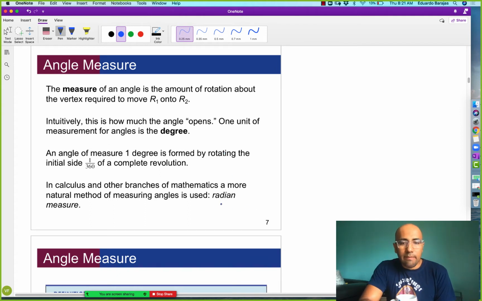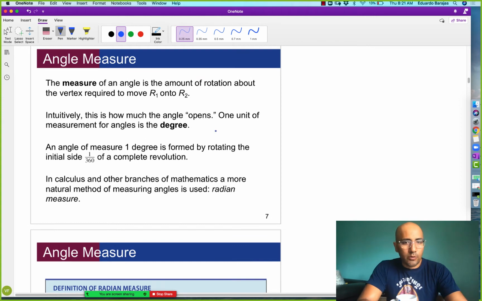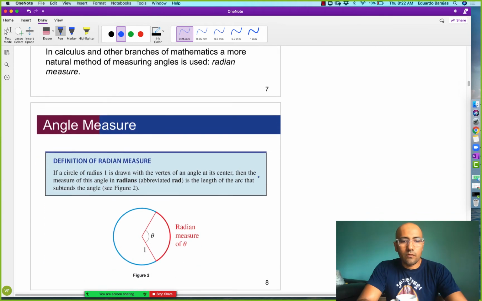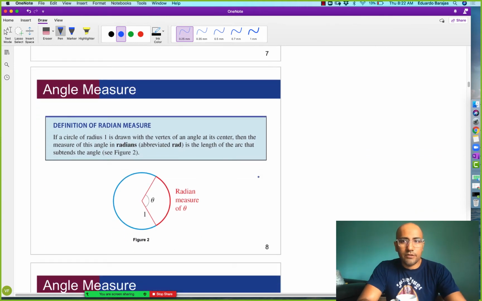The other way to measure the angle is through something called radians, which we'll spend a little more time on, but this has a slightly more mathematical sort of reasoning for why we use it and how it's defined. Good. So those are the two we're going to be working with: degrees versus radians. Make sure you stop me if you have any questions on anything.